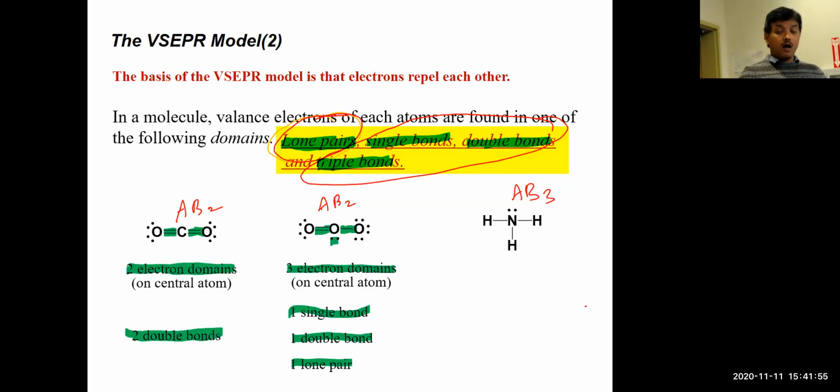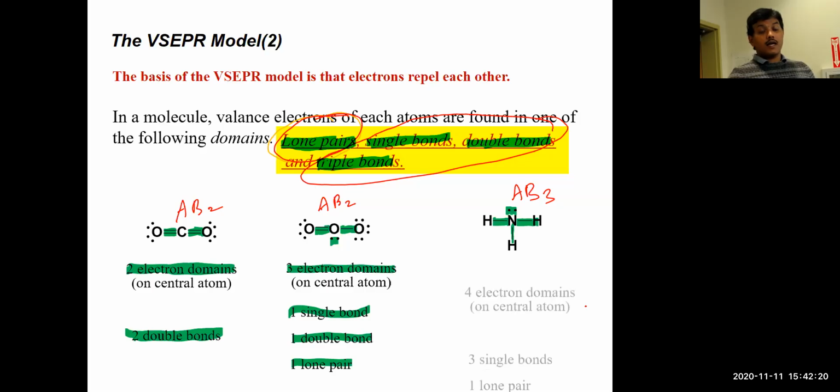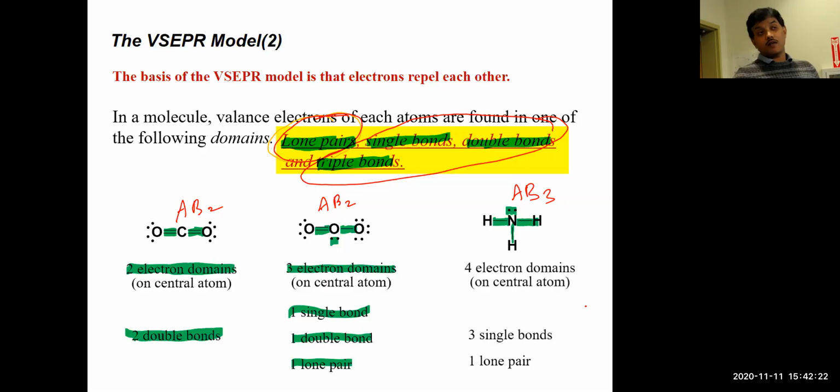So how many electron domains are around this NH3? Again, you need to look for whether it has lone pairs or single bonds or double bonds or triple bonds. Nitrogen has a lone pair there, and a single bond here, another single bond here, another single bond here. So nitrogen, as you can guess, has 4 electron domains: 1 is a lone pair, and 3 of them are from single bonds.